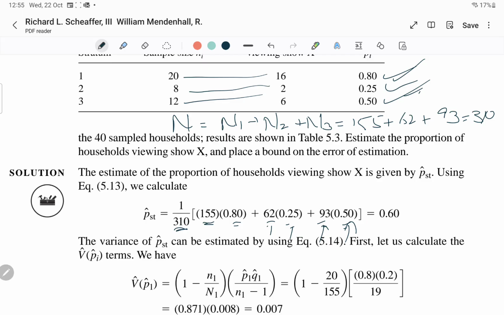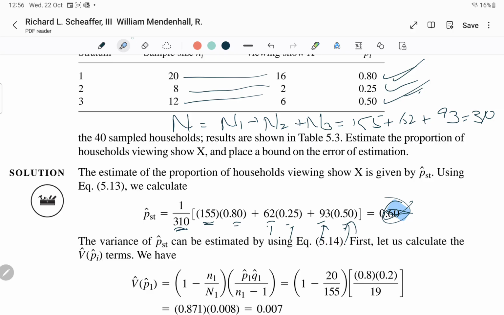So in that way, it is a type of weighted average. Okay, where we are giving the weight to each of the proportion according to its magnitude. So we are giving a weight of 155 to 80% because it is relating with the first strata, and we are giving the second proportion a weight of 62 because it is relating with the second strata, and we are giving a weight of 93 to the third because it is existing in the third strata. So that is a kind of weighted average, and altogether the average proportion is 60%.